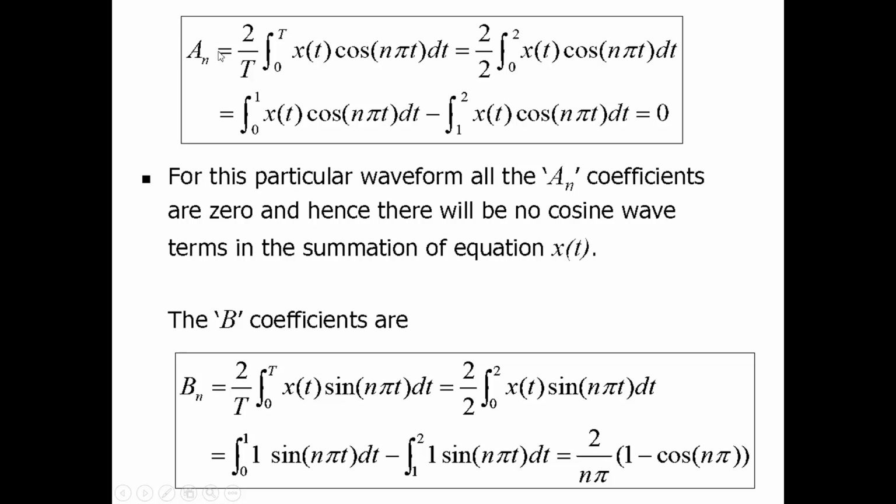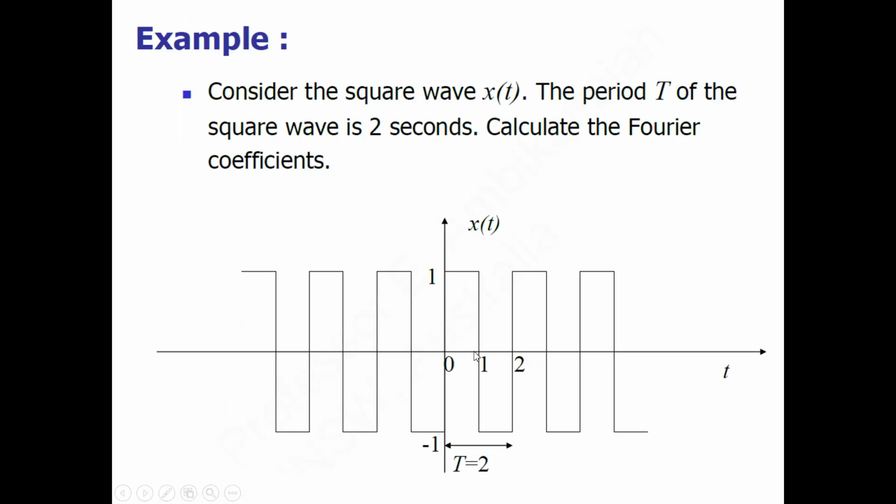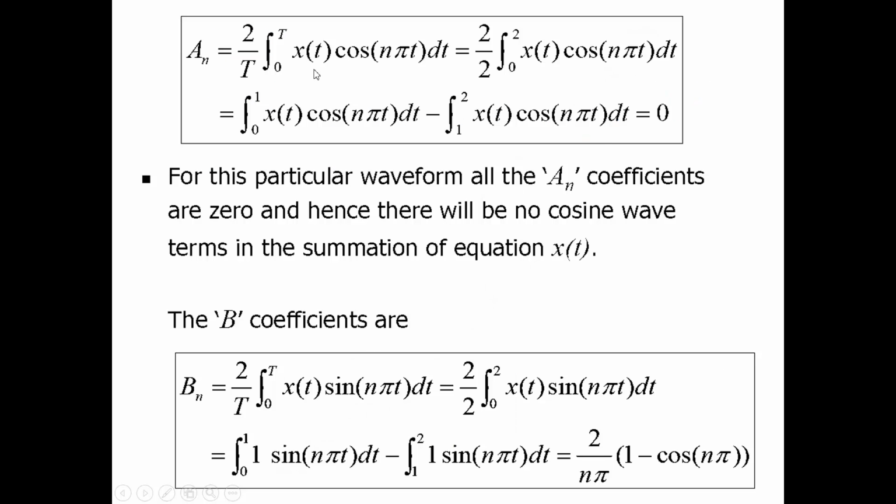If we try to calculate a_n first, what is our x(t)? x(t) is equal to 1 from 0 to 1, and from 1 to 2 it is -1. We can put it in the limits. From 0 to 1, x(t) is 1. All the a_n will become 0, because of the integral of cos of n pi t dt with limits from 0 to 1 and from 1 to 2, where this is the signal. So these two will cancel out and give us the 0 value.